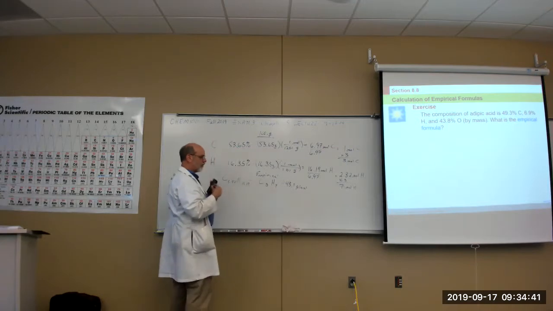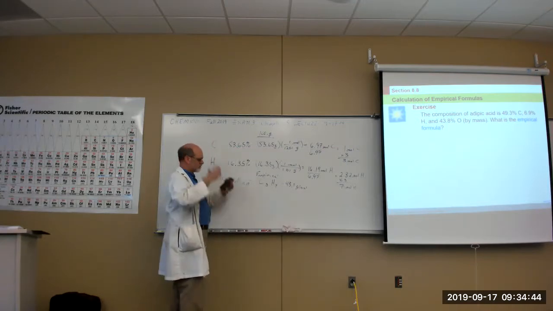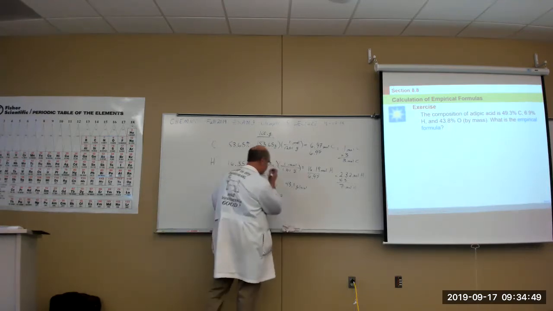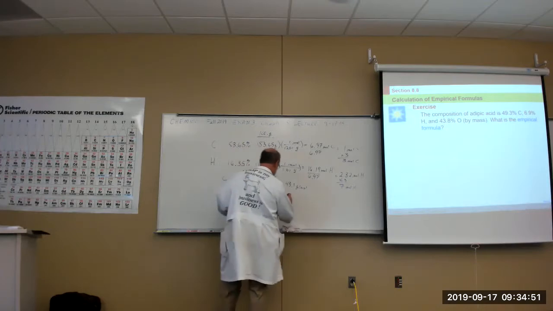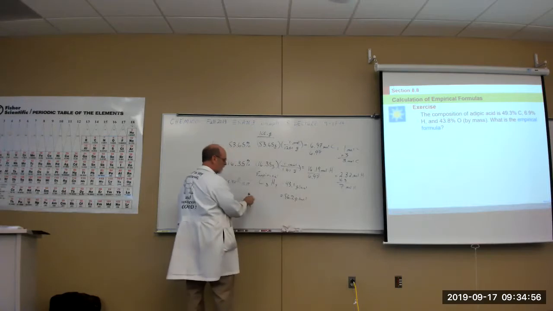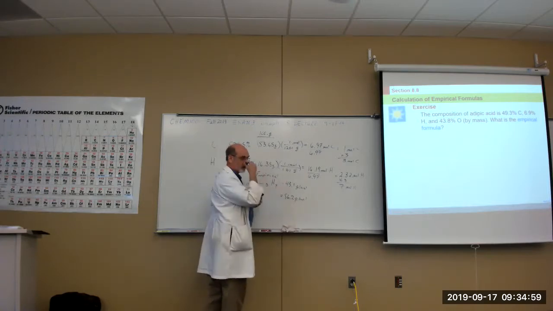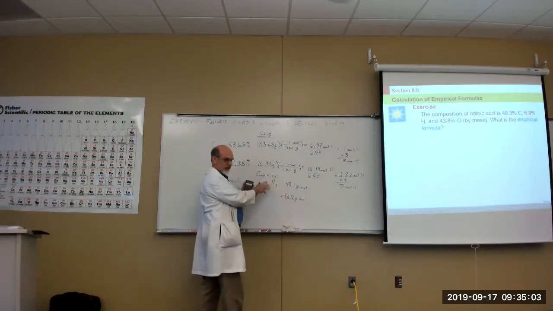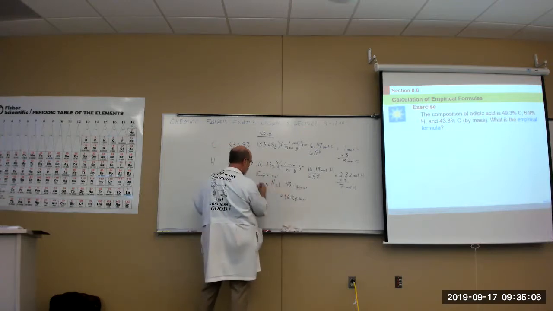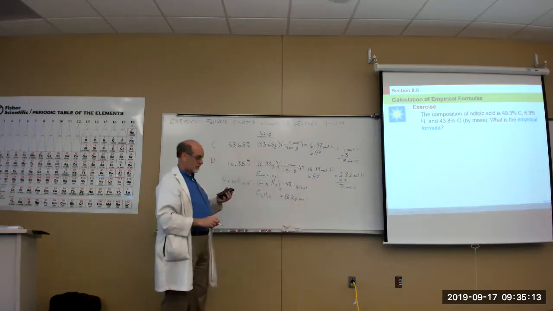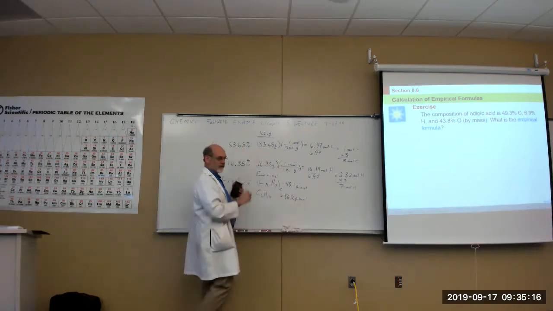If we had the molar mass, let's just speculate. Let's say the molar mass is 86.2. What formula, based on this ratio, would give us 86.2? That's twice this one, right? So we need twice of everything else. So our multiplier here is 2 to give us this one, C6H14. Okay, that's the basic concept.